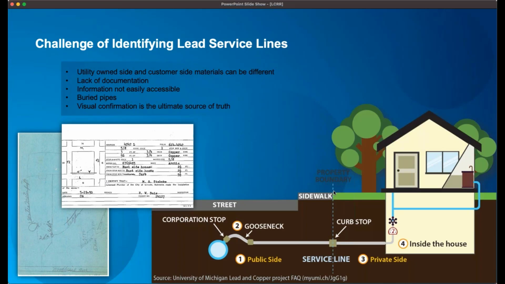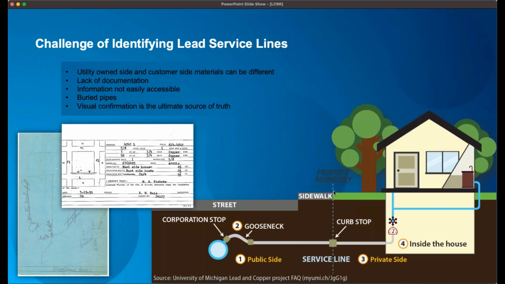And those two lines meet typically at a curb stop or maybe a meter pit or a valve or something like that. And sometimes where those two lines meet is inside of the house, particularly in colder areas. Lastly, you may have some fittings along those lines that may contain lead, like goosenecks or pigtails. So it's a fairly complicated piece of data, and it's hard for water utilities to custom design a system to manage this data.